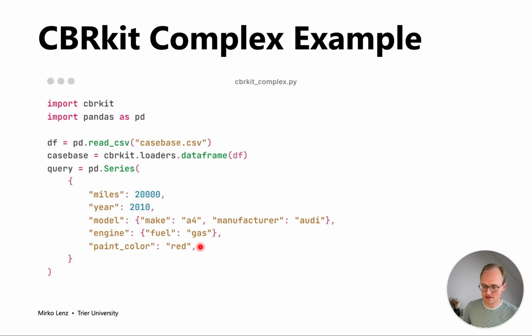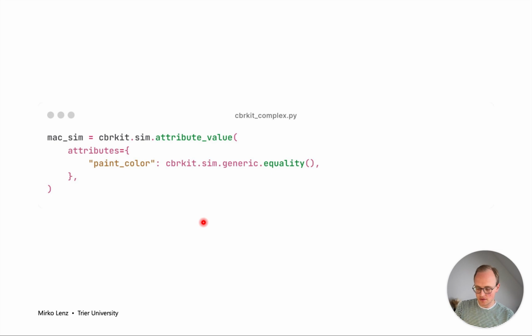Now, going to a more complex example, we again import CBRkit and pandas, load our case base, and now we define a more complex query. We see that we also have nested attributes now. This model, for instance, just is another object that contains certain attributes. Now we want to do a MAC-FAC retrieval here, so a pre-filter in the first stage and then a more complex similarity measure later on. In the MAC phase, we'd say, okay, the paint color should be equal to what the query says, and that boils down to a lot less cases that need to be run through the entire pipeline.